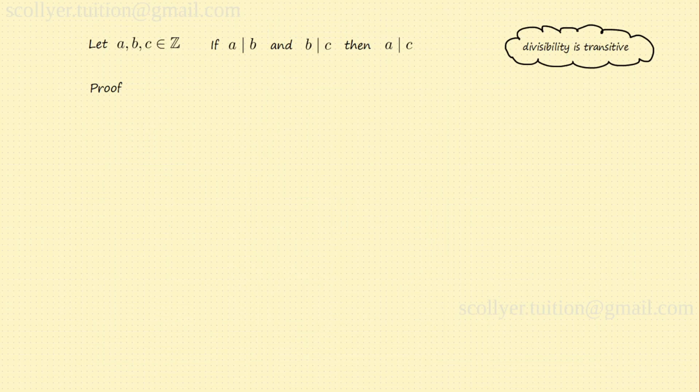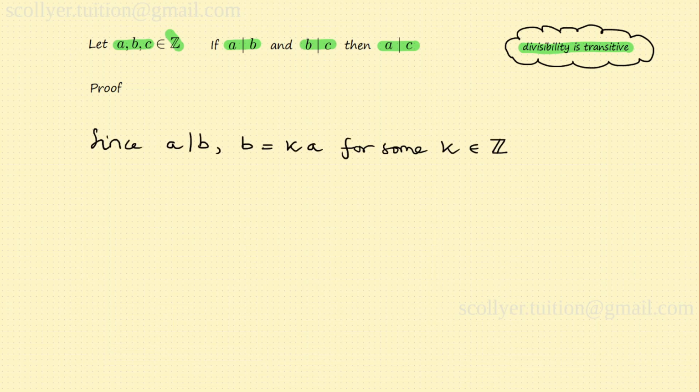And we now prove this result. Suppose that a, b, and c are integers in the set Z, then if a divides b and b divides c, then a divides c. And we can describe that by saying that divisibility is transitive. It has this chaining property. And the proof of this is quite straightforward.